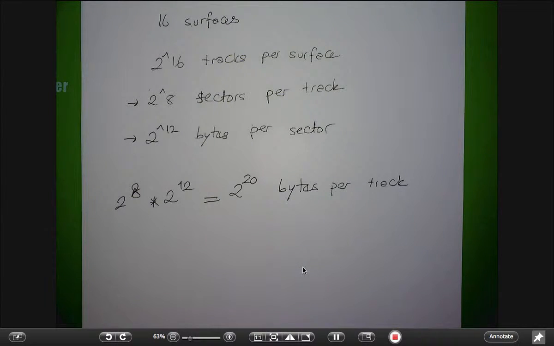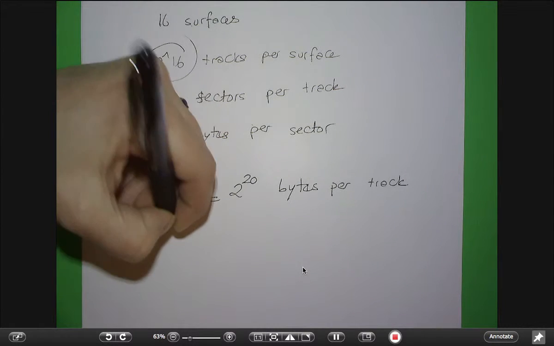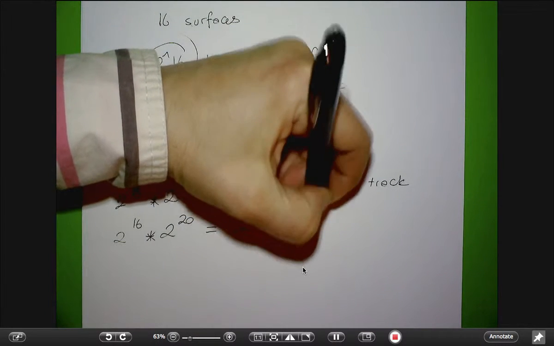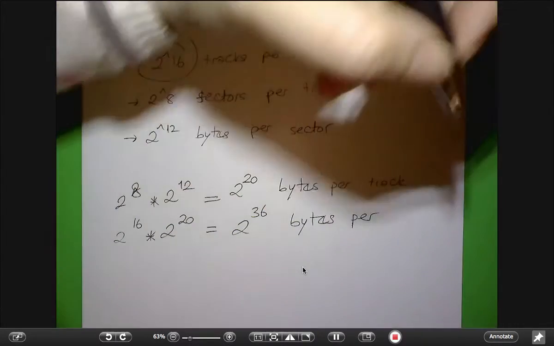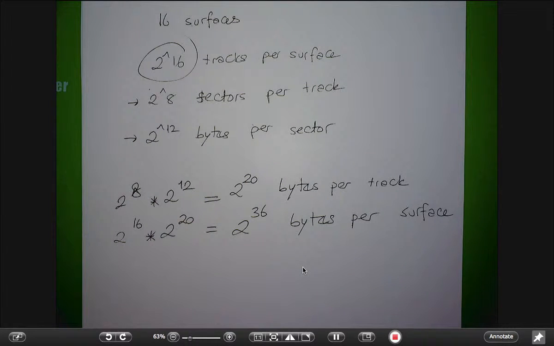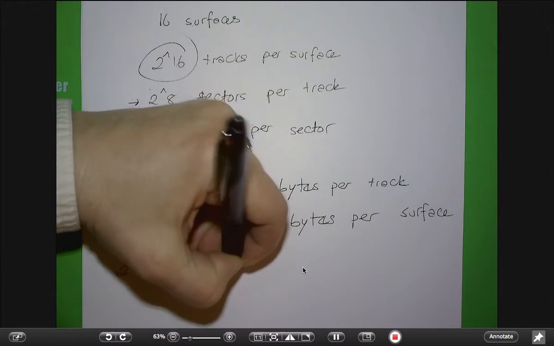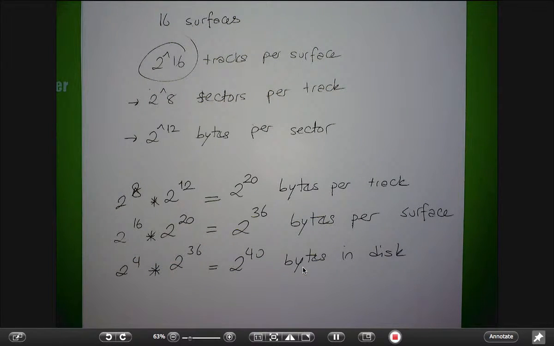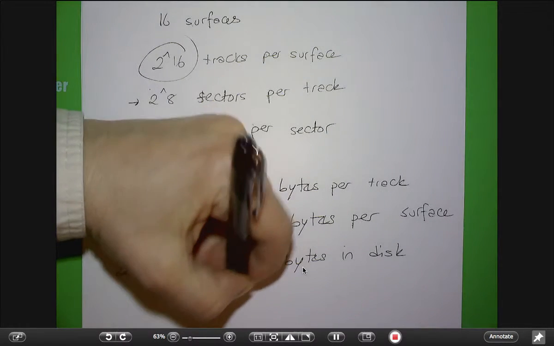Given that you have 2 to the 16 tracks per surface, you have about 2 to the 36 bytes per surface. Now suppose you have 16 surfaces, meaning 8 platters. 16 is 2 to the 4, times 2 to the 36, which is 2 to the 40 bytes in this disk. And 2 to the 40 is a terabyte. So this is a reasonable terabyte disk.